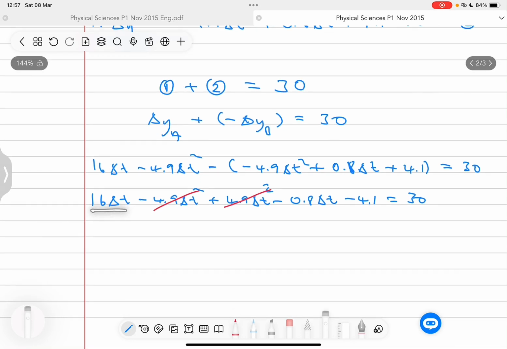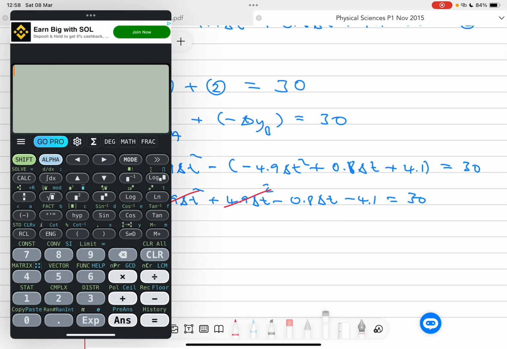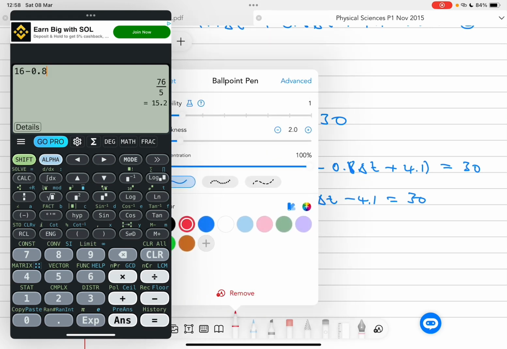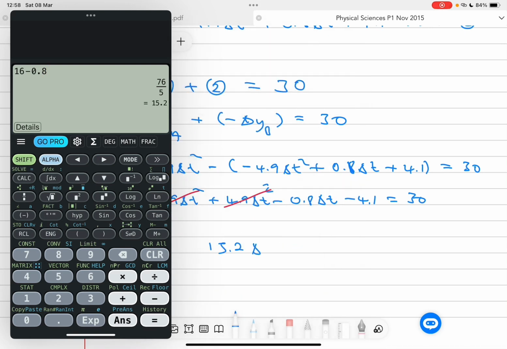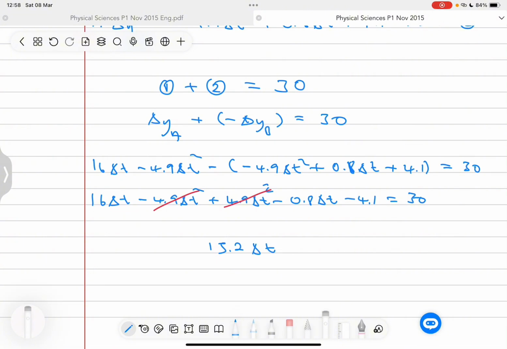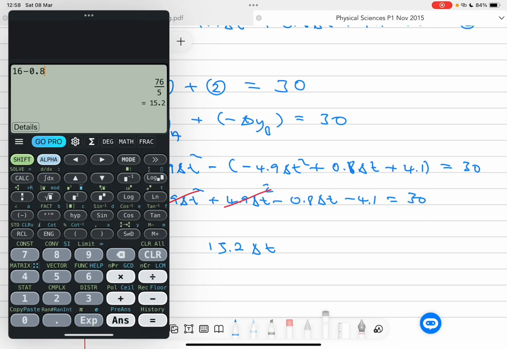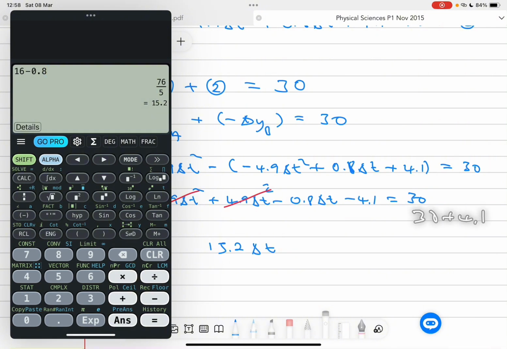And then when we look at the time here, the other like terms are 16 minus the 0.8, which gives me the 15.2 change in t. So this is done, and I only have one number here, which is a like term to that. I'm going to take this to this side so that I have 30 plus 4.1, because this will be positive as it goes that side. So 30 plus 4.1 should give me 34.1.